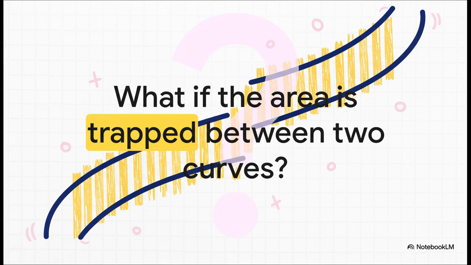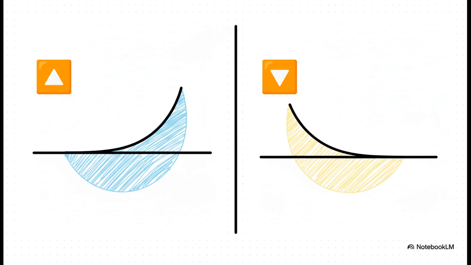We've got a ceiling curve on top and a floor curve on the bottom. It definitely looks a lot harder, but guess what? The logic we just learned holds the key to solving it. Here's how we can think about it. It's really just two separate problems that we already know how to solve.